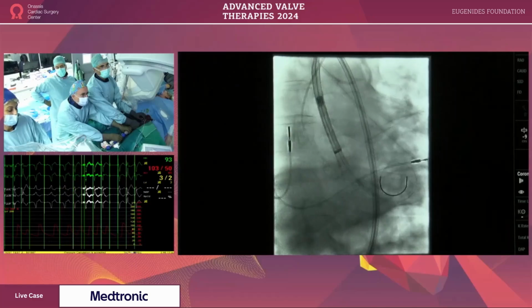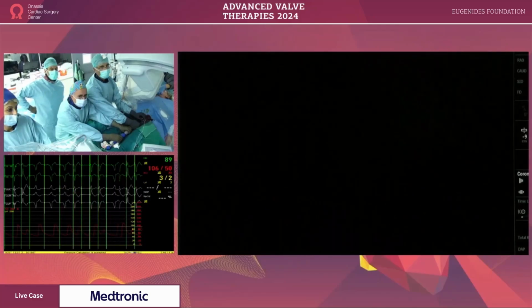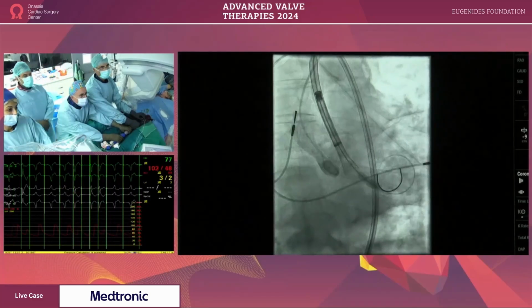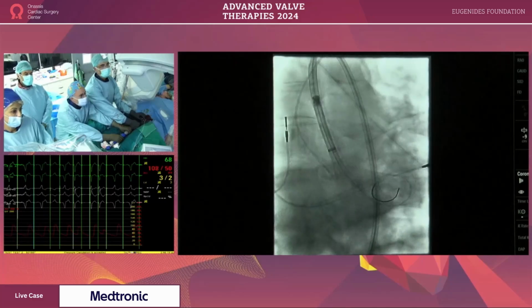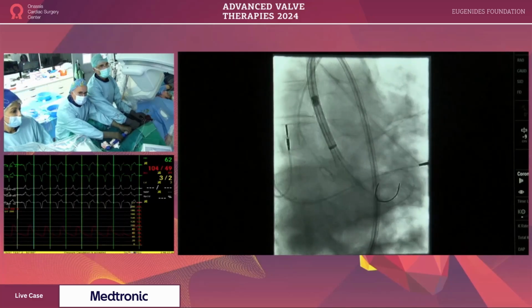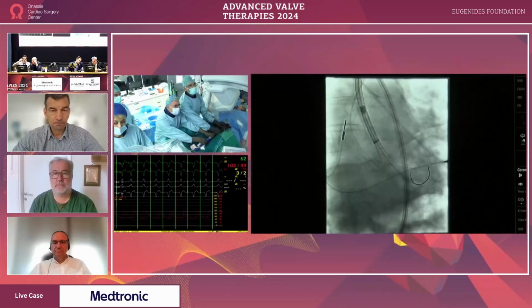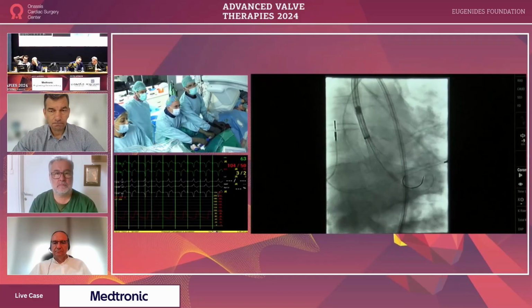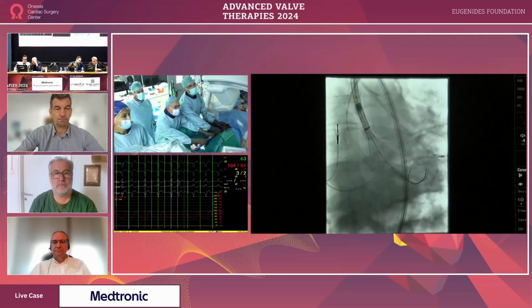Maybe you can start opening in left anterior oblique caudal view rather than cusp overlap. Yes, let's go. Yannis, why don't you try 120 pacing, which will stabilize it and make it much easier?